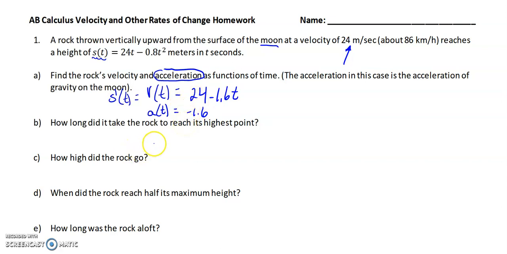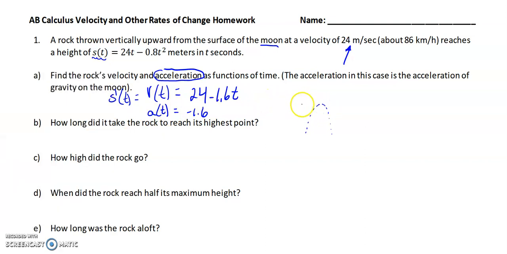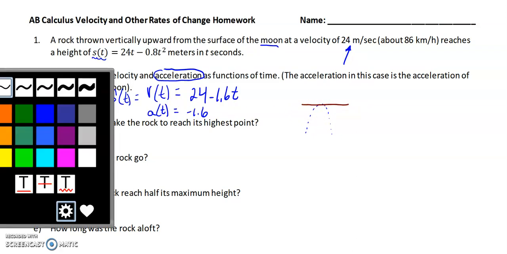How long did it take the rock to reach its highest point? You can logic your way to this a number of different ways, but one way to think about it: the rock is going to go up, and then it's going to come down. The calculus way to think about this is that it's going to be when the slope of the tangent line is equal to 0.